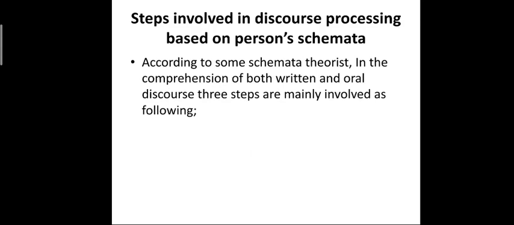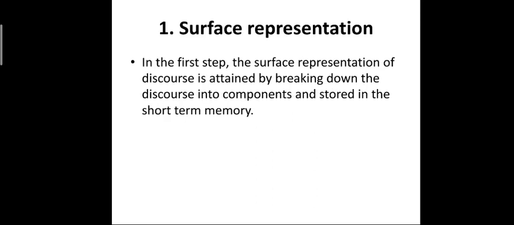Now, there are some steps involved in discourse processing based on person schemata. There are 3 steps. The first one is surface representation. In surface representation, discourse is attained by breaking it down into components and stored in the short-term memory. We divide it into chunks, and on that basis we store it in our short-term memory. There are so many types of memory: semantic, sensory, episodic, short, long, but that's not our topic right now.